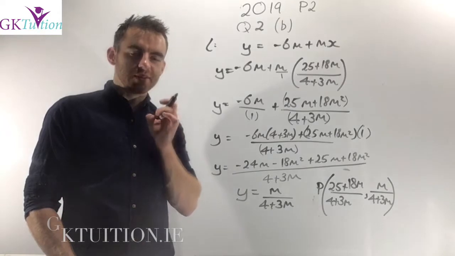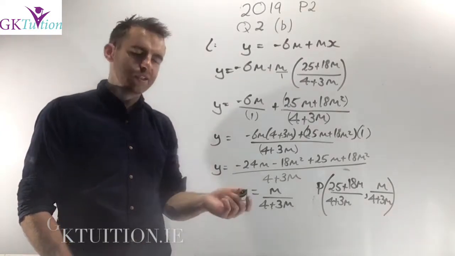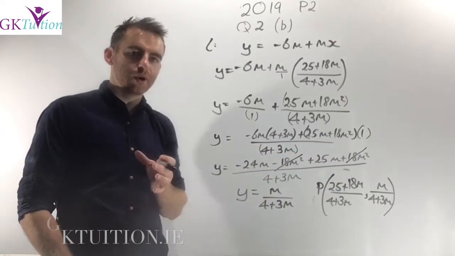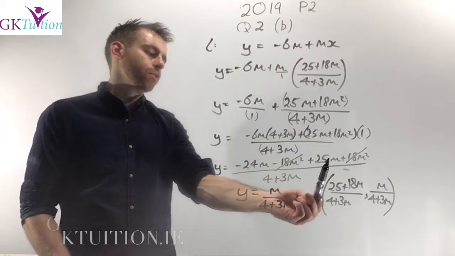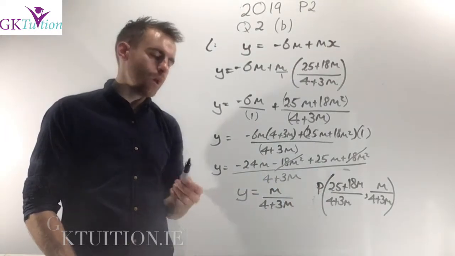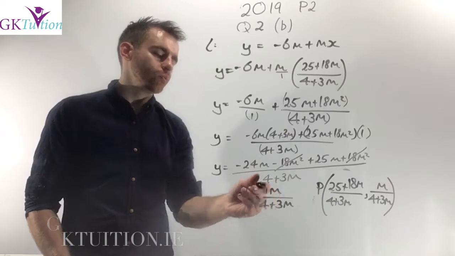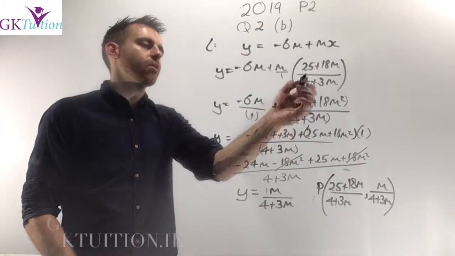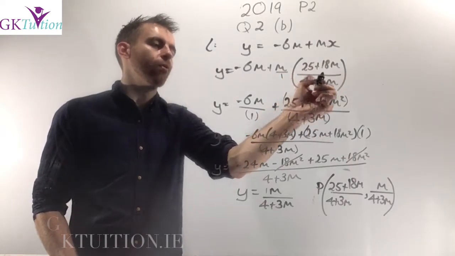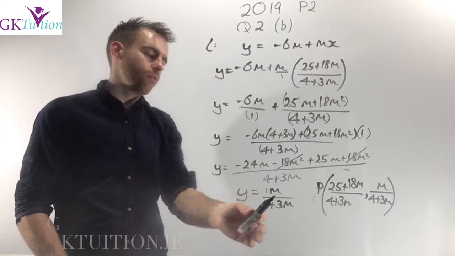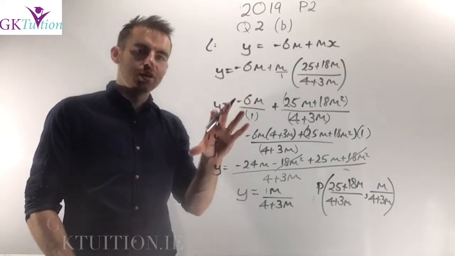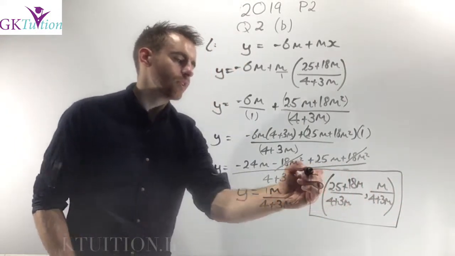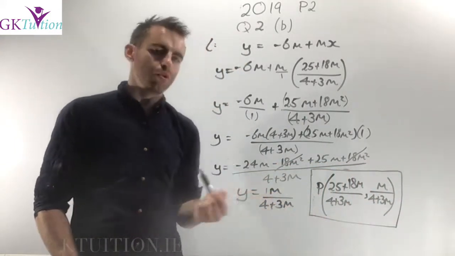Now, the question did say you have to simplify your fractions as much as possible, so we need to continue. Here it's actually very nice because you have a plus 18m squared and a minus 18m squared, and they cancel out. You also have a plus 25m and a minus 24m, which gives you 1m. So y just works out as 1m over 4 plus 3m. So what I've done here is I've worked out that when x is 25 plus 18m over 4 plus 3m, y is 1m over 4 plus 3m. Remember, they're the coordinates of the point of intersection. That allows me to write down the point P, so your final answer, the point P, contains these two coordinates.